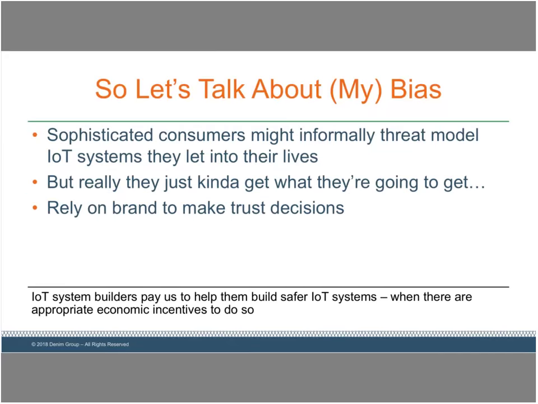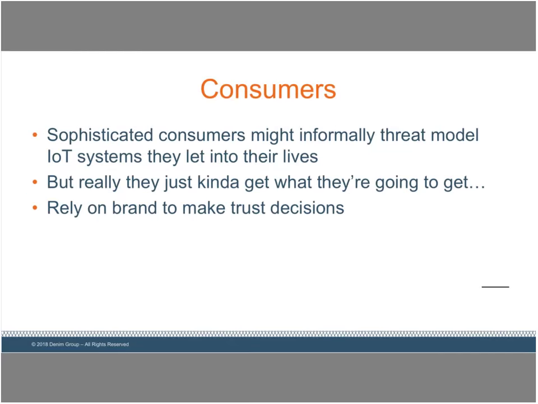IoT security. As we talk about consumers, again, sophisticated consumers might informally threat model, but really they just kind of get what they're going to get. I was talking with my wife not too long ago, and she was asking about deploying one of those personal assistants in our house, and I said, well, just realize that that means that there's going to be something that's listening to everything that we say and sending that out to the cloud. And for the moment at least, she thought that might not be appropriate to do in our environment. We'll see how that decision evolves over time.